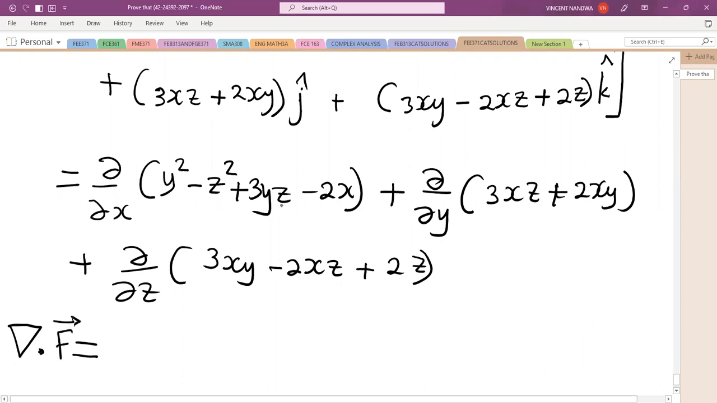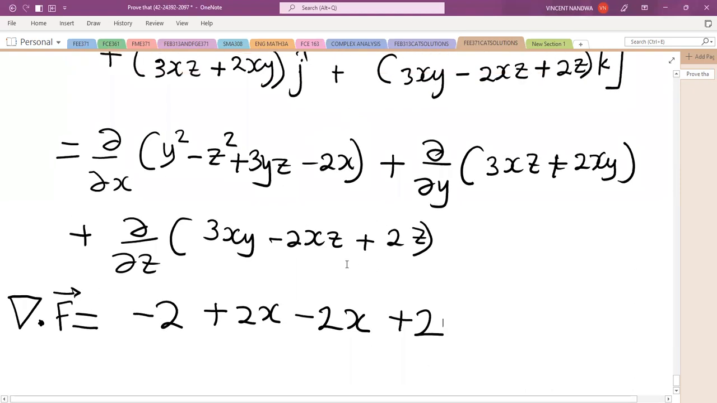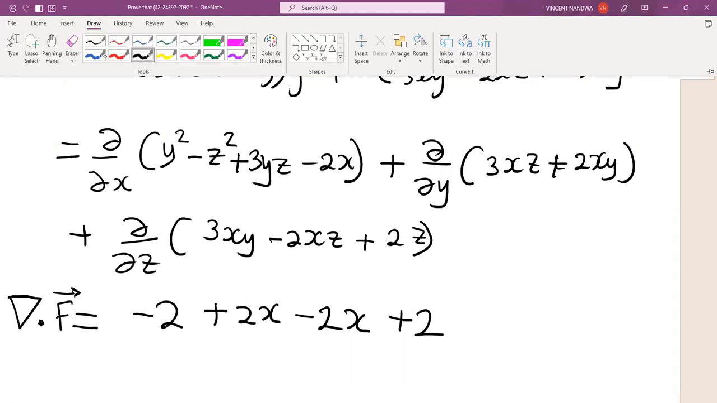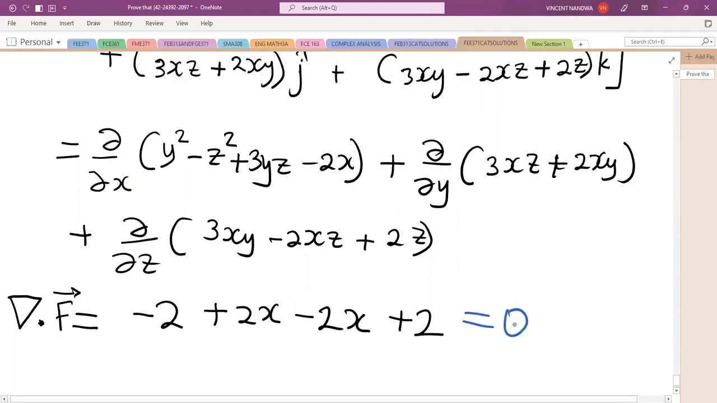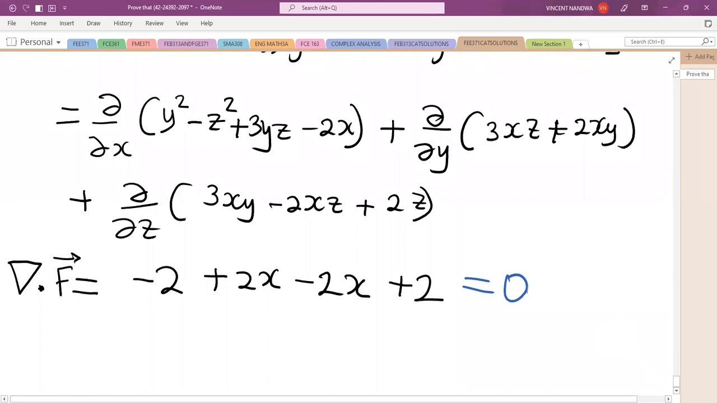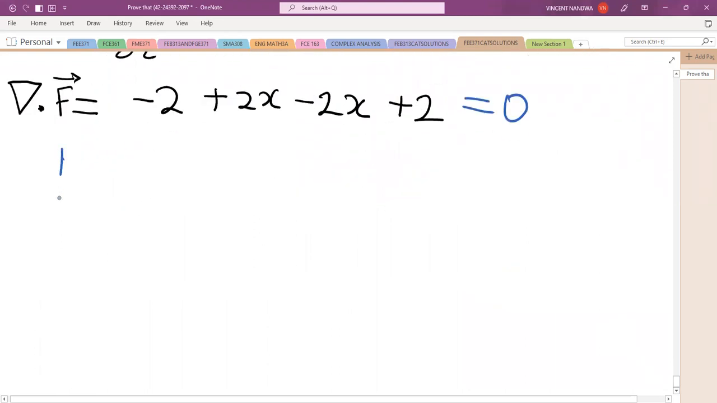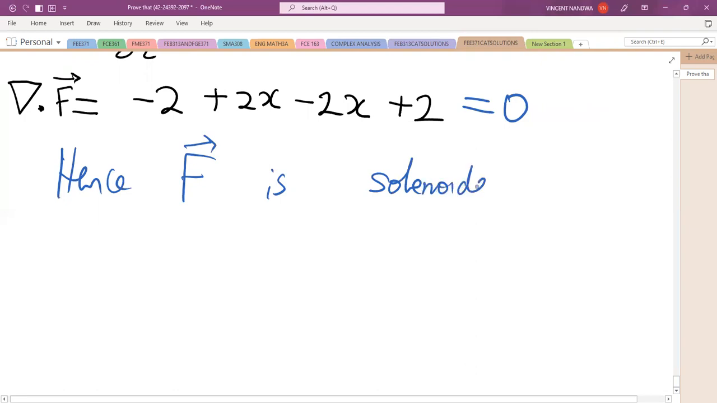So with respect to x, we get minus 2. With respect to y, we get plus 2x. With respect to z, this will give us minus 2x, and then this will give us plus 2. And clearly, the sum of these terms is 0. So this is 0. Hence, f is solenoidal. So that's the first part.